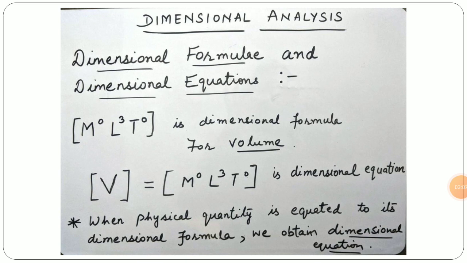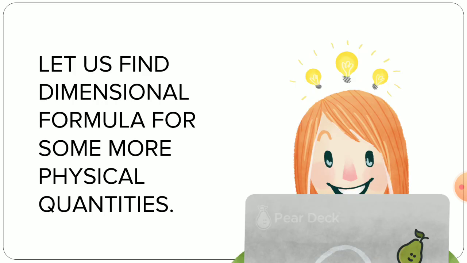Now, what are dimensional equations? When we equate a physical quantity to its dimensional formula, then we obtain a dimensional equation. So, for volume, if we write volume in square brackets on the left hand side and on the right hand side we write the dimensional formula, then we say we have written the dimensional equation. Now let us find the dimensional formula for some more physical quantities.